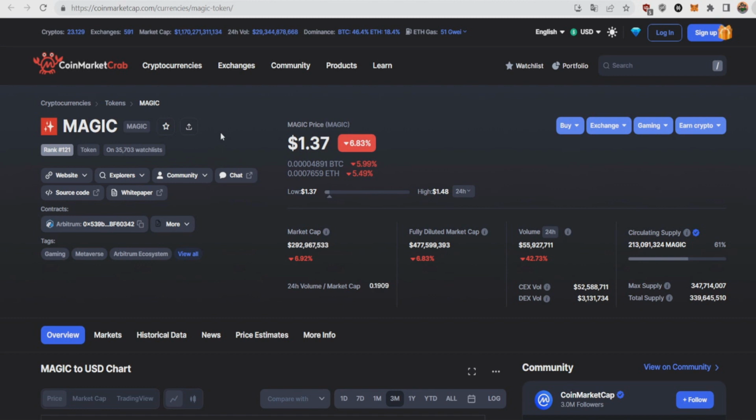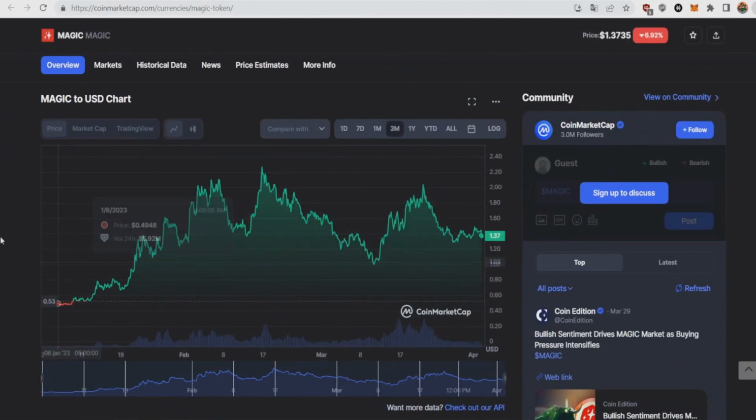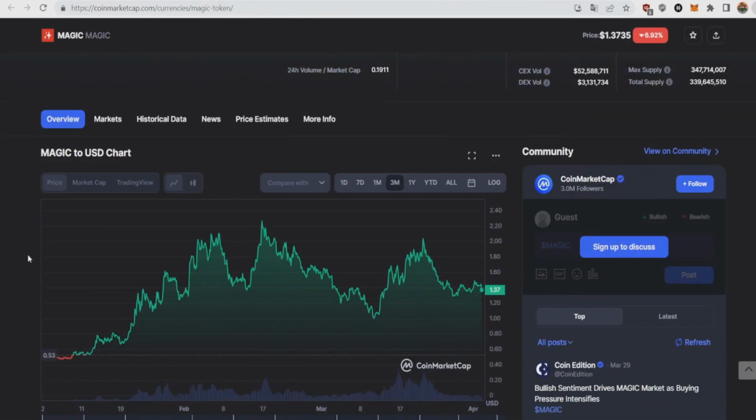So the third and final token of today's list is Magic Token, Magic. Currently sitting at a price around $1.37 with a market cap of almost $300 million and a fully diluted of $480 million. If we take a look at the last 3 months, Magic had a good run as well, starting at 50 cents in the beginning of the year, went all the way up to like $2.25, which is already a 4.5x, which is pretty impressive, then bottomed down to like $1 and now at $1.37. So basically almost doing the same thing as Render, but going steady up.